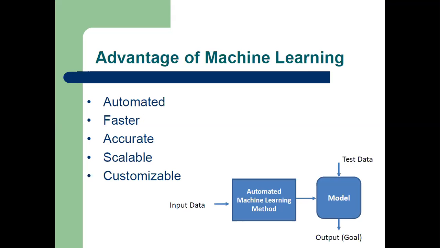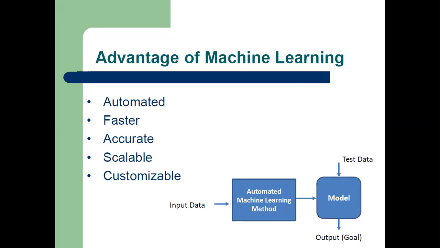Once the model is constructed, the test data can be given as an input to it to get the corresponding output, which is shown in this figure. The input data is given to the machine learning method, which generates the machine learning model, and to this machine learning model we give the test data or the new data as an input to generate some output.